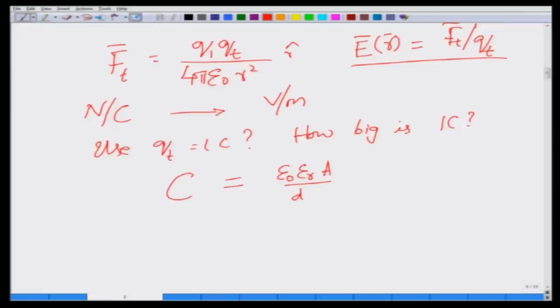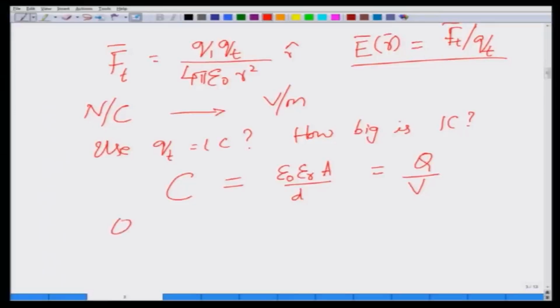We have already seen epsilon 0 is the permittivity of free space, which is of the order of 9 into 10 to the power minus 12 farad per meter, and epsilon r is the dielectric that fills the parallel plates. Now, if I go back to the definition of capacitance in terms of charge stored on one plate to the potential difference or the voltage applied between the two plates, it is nothing but Q by V. So, Q is the charge stored and V is the potential.